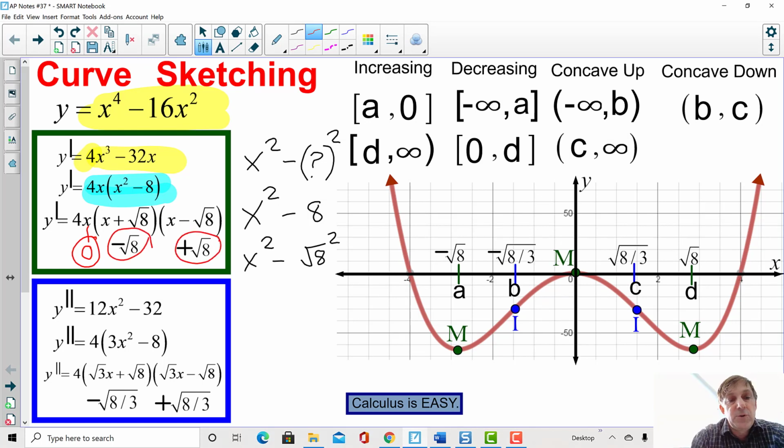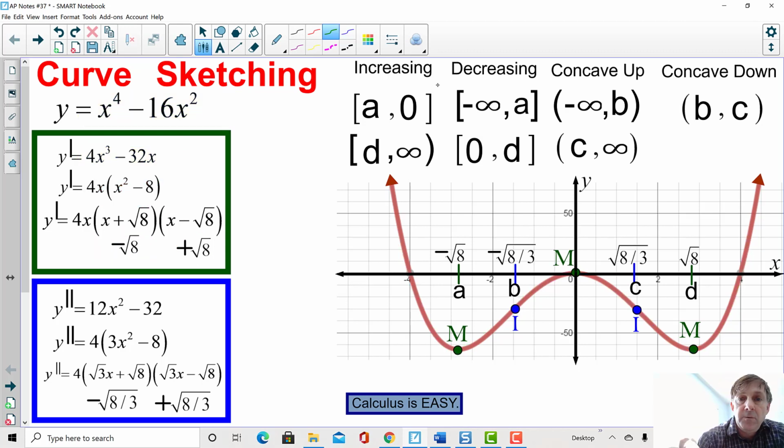We could make a first derivative chart and fill it out. And we would figure out that we are decreasing until you get to negative root 8. Then we'll be increasing all the way to 0, and then decreasing until you get to square root of 8, and then increasing afterwards. Now, normally increasing is going to be on a closed interval.